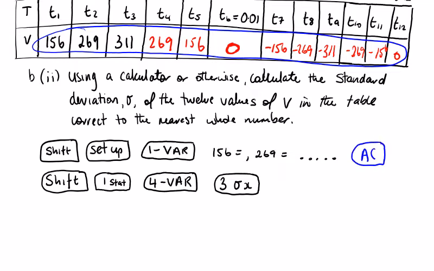Then you press Shift 1 and that'll give you statistics mode. 4 is for variance. And when you go into 4, it gives 4 options. The third one you can see is sigma for standard deviation. And on my calculator, this is giving me 219.8. We need the whole number, so I don't need any more. So 220 is my standard deviation for this question.